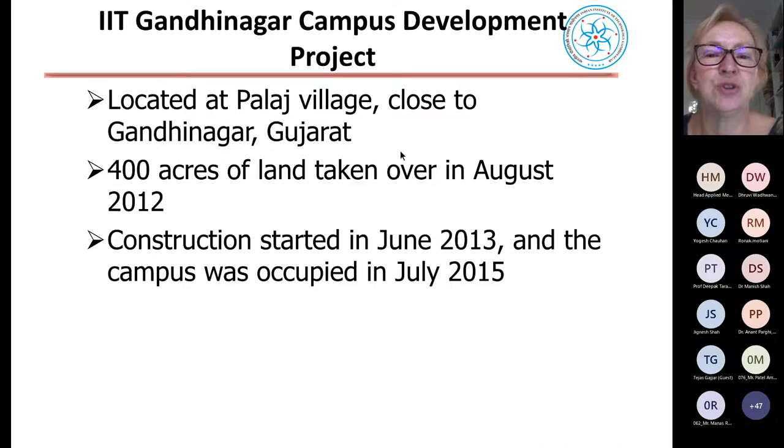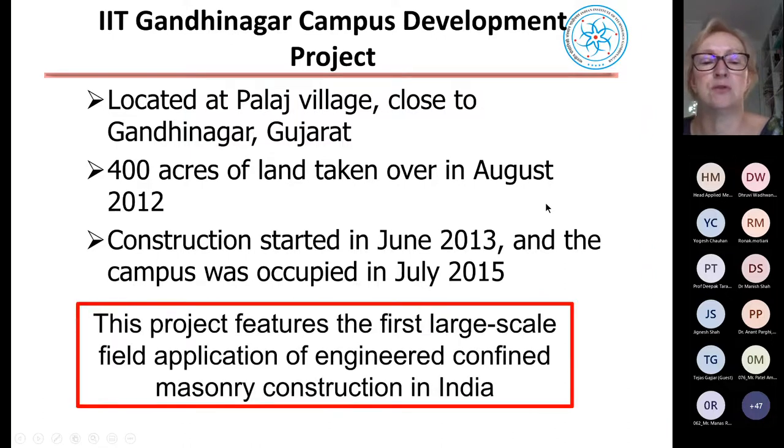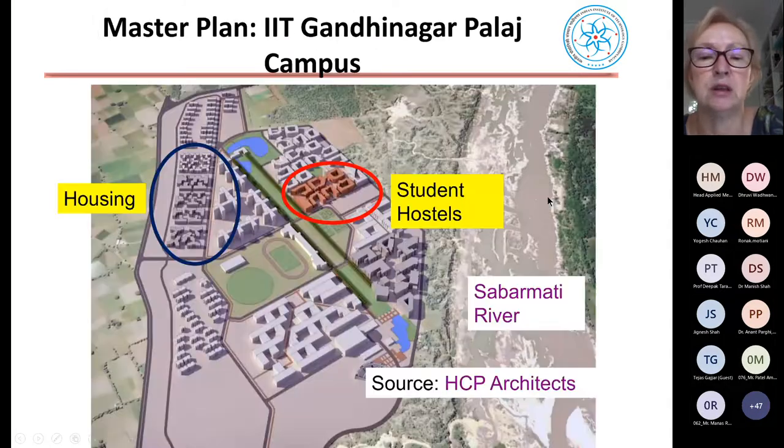It is located at Palaj village, close to Gandhinagar. 400 acres of land were taken over in August 2012. Construction started in June 2013, and the campus was occupied in July 2015. So very quick construction. In fact, construction was still going on when the campus was occupied. So within 2 years, the campus was occupied from start to end, but construction continued. This project features the first large-scale field application of engineered confined masonry in India.